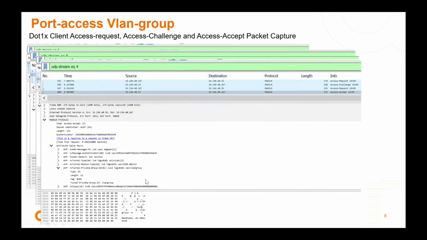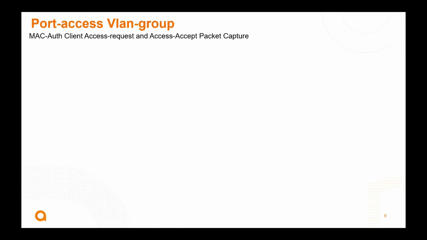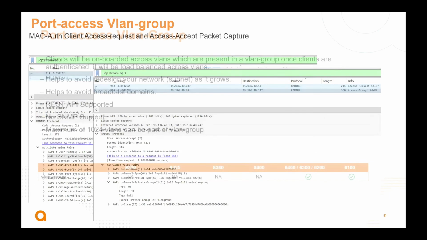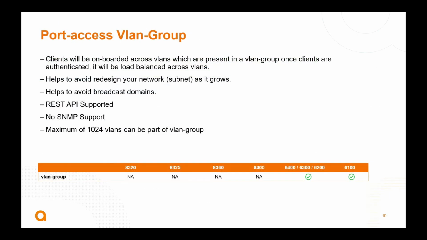In the access accept, you can see what is going on in the tunnel private group ID, and the standard attribute for that one type is 81. All of the details are here. Okay, in the AV pair, you will be able to easily see that one. And macOS also, I have captured it here. You can go through that one.